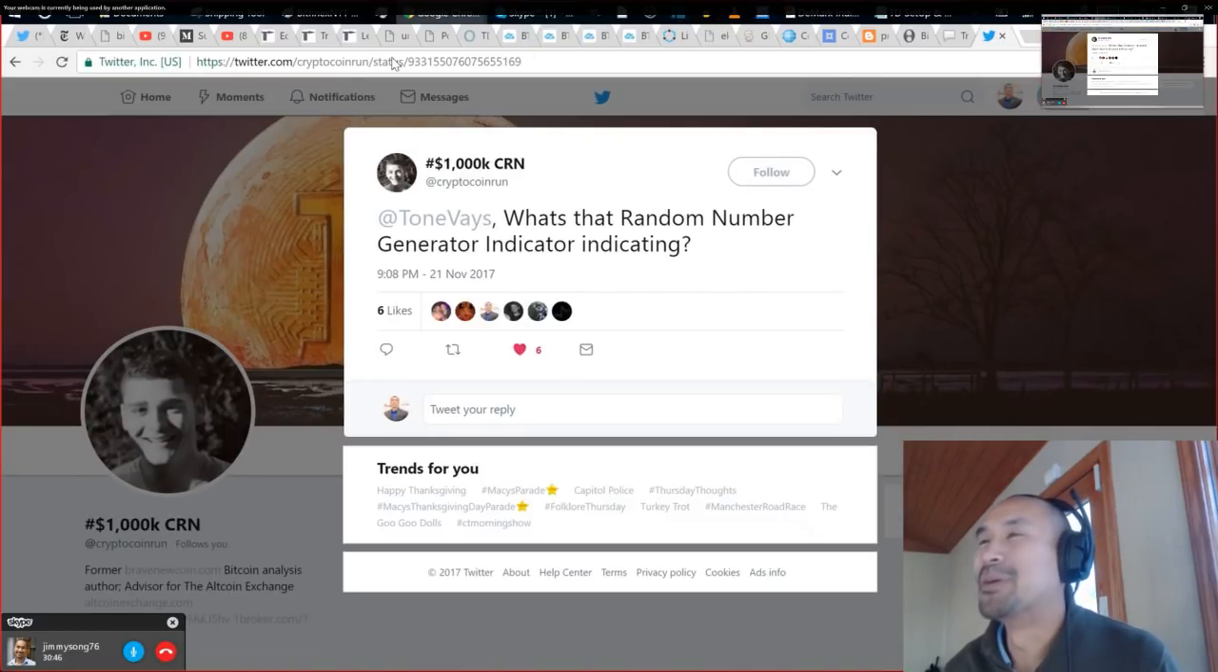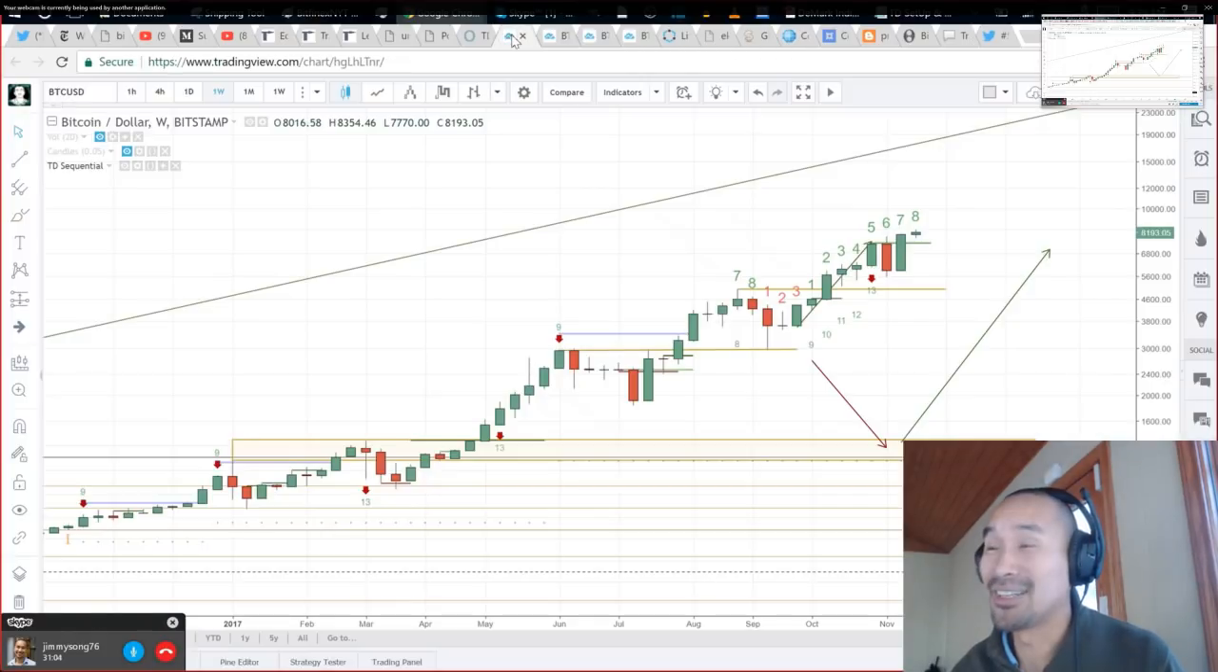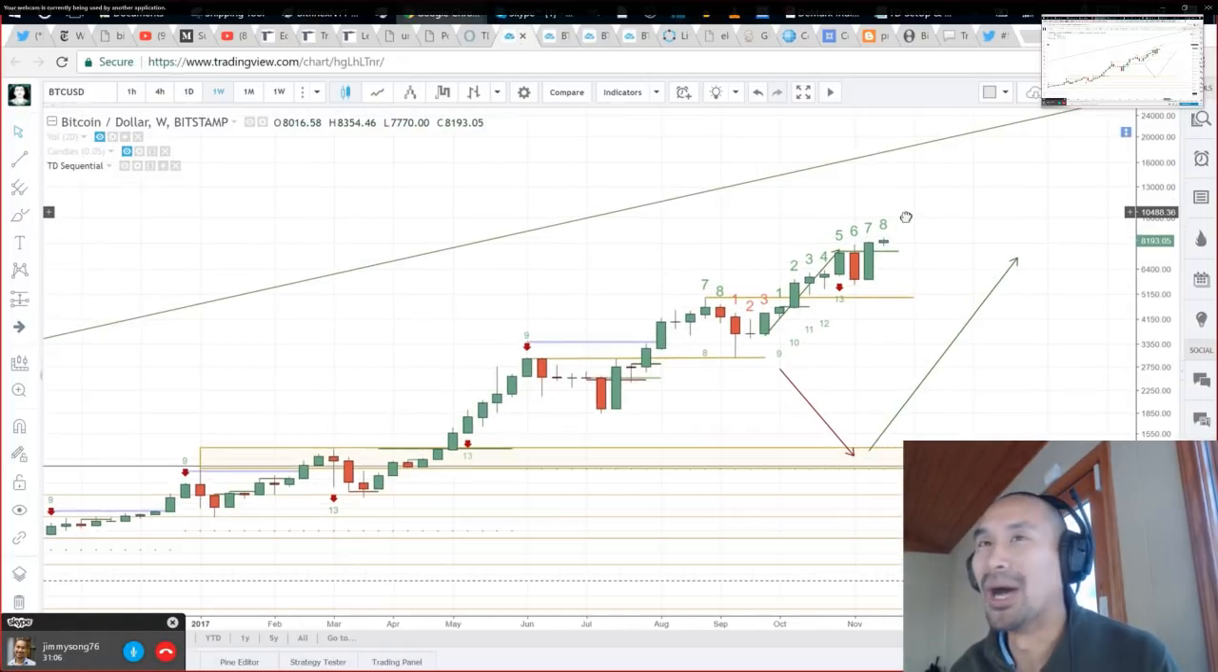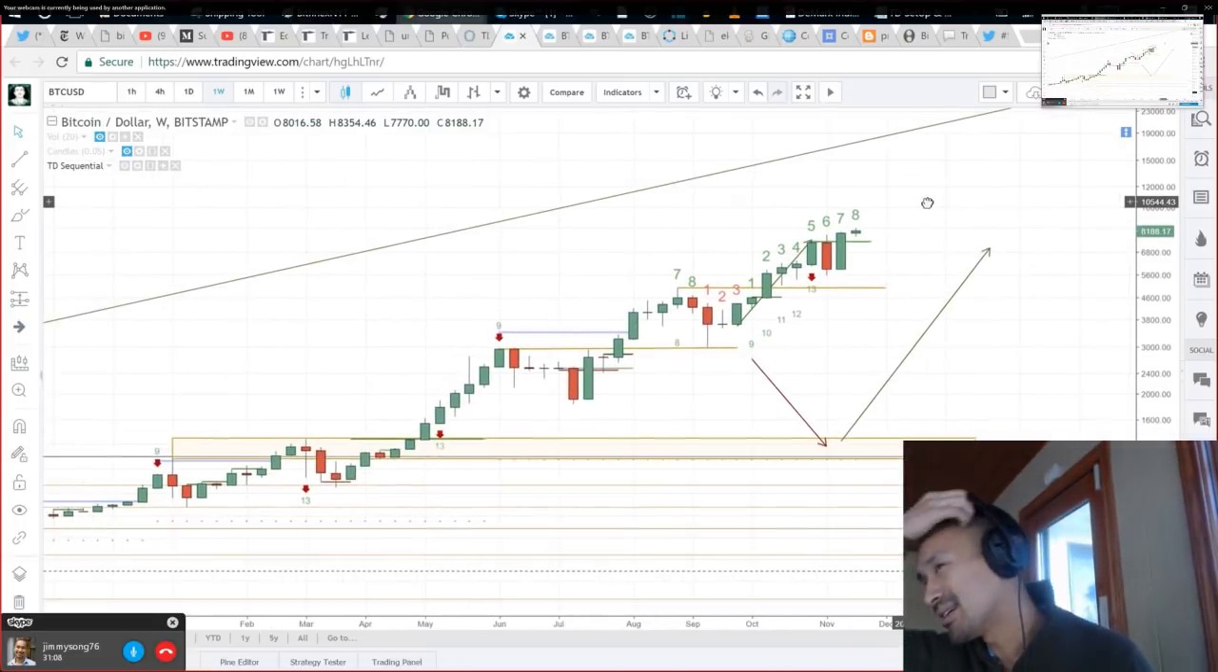What's that random number generator indicator? It does look like a random number generator sometimes, doesn't it? That's funny. Those are my three favorite tweets from yesterday, because I did try to go through my Twitter feed. It's hard these days, you're getting a lot of tweets. Wow, look at that nice 8 there.